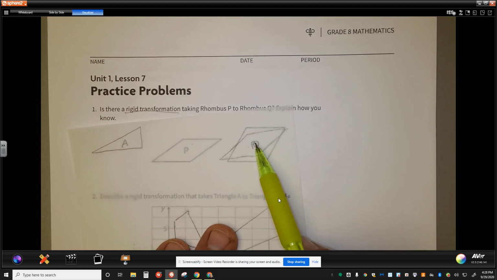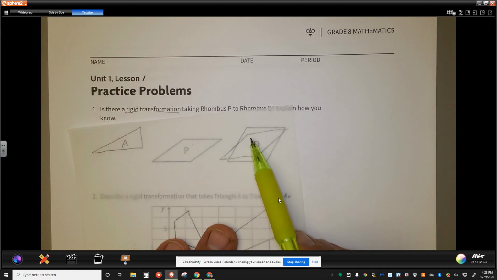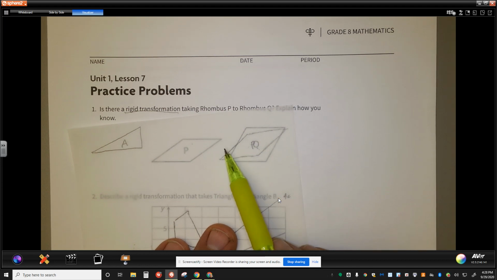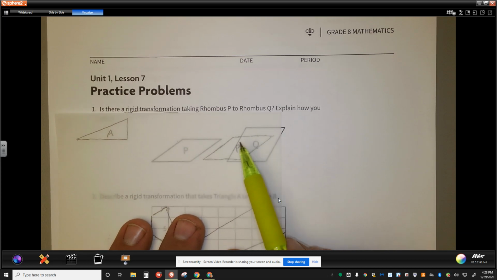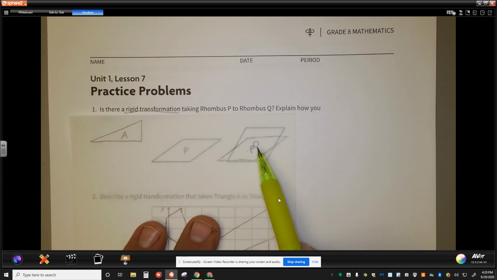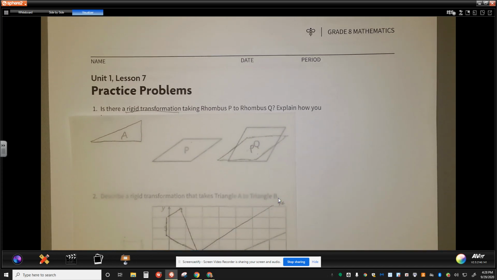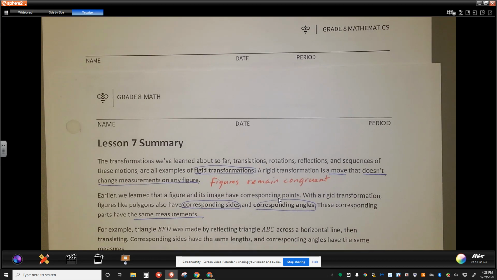As I put figure P over top of figure Q, we see that they are definitely not the exact same figure. That answers our question. Is there a rigid transformation that takes rhombus P to rhombus Q? Absolutely not. And the reason for that is because a rigid transformation is a move or any sequence of moves that doesn't change measurements on any figure. And measurements clearly changed here. If you want to have very good vocabulary when you answer that question, look back to right here and look at the things that we marked according to our video.